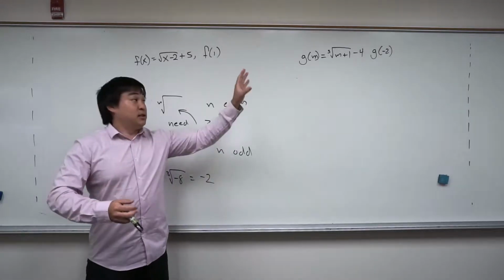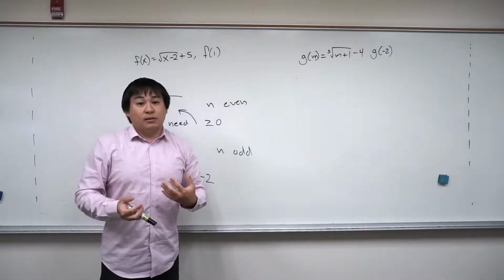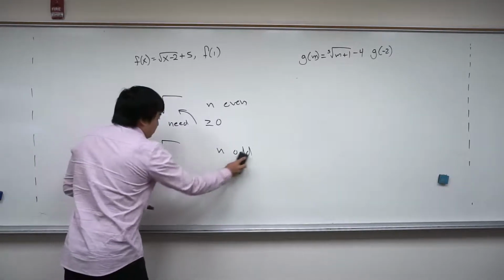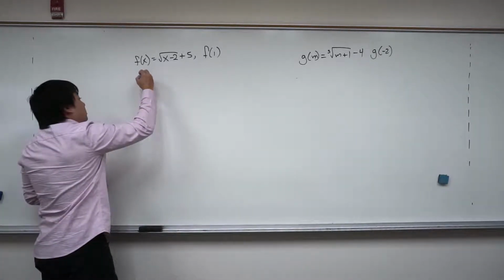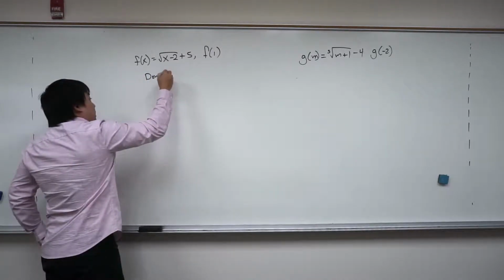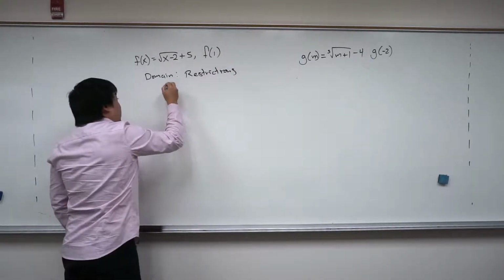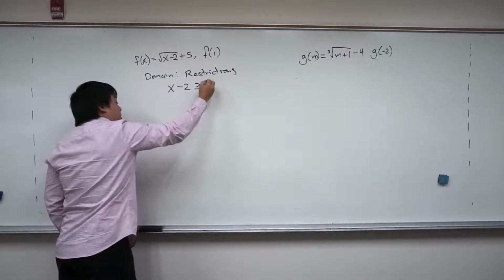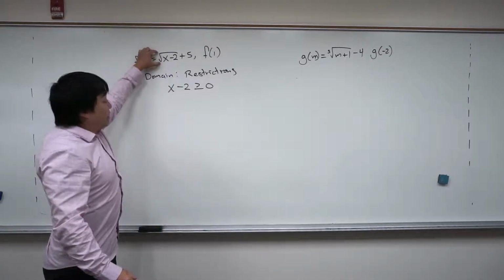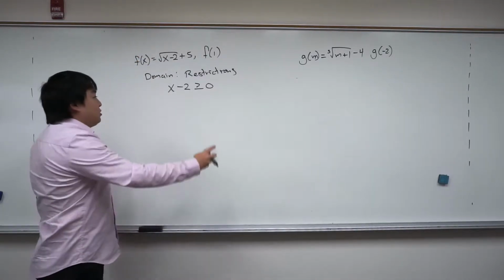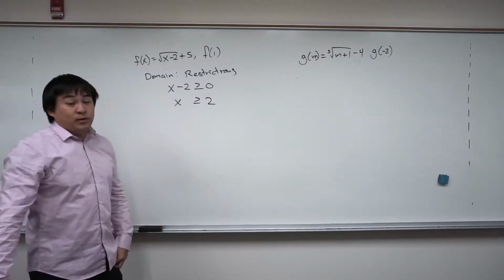So what we want to do first is look at these examples and figure out the domain and whether or not the function can be evaluated at the points. So here, the domain has restrictions. X minus 2 must be greater than or equal to 0, right? So the inside is greater than or equal to 0 because this over here is even, right? It's a 2. So we can go ahead and just solve that. So X must be greater than or equal to 2.